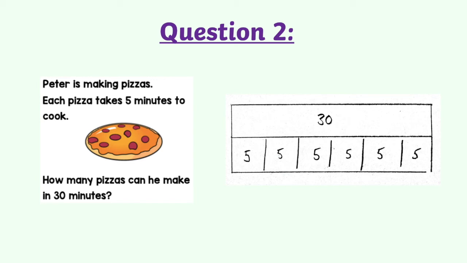So if we count up in fives, we can see how many fives we need to get up to 30 minutes. 1, 2, 3, 4, 5, 6. And we'll just check that that makes 30 minutes by counting in fives. 5, 10, 15, 20, 25, 30. So altogether, you can cook 6 pizzas in 30 minutes. Okay, let's have a look at the next question.